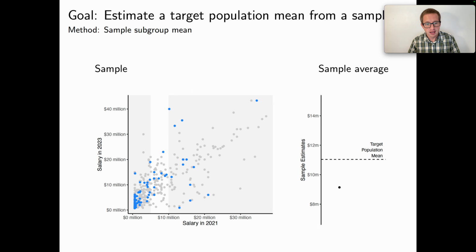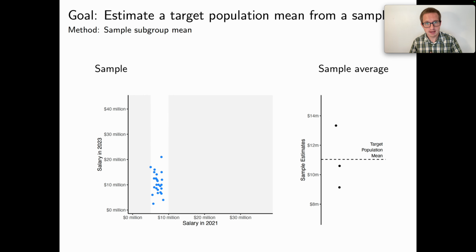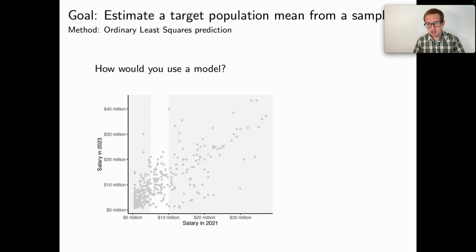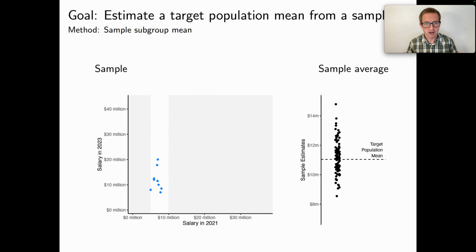Now we could do this again and again. We draw a new sample, focus on those in the target subgroup, and record an estimate. New sample, focus on the target subgroup, record an estimate. And we could keep going this way until we get a whole distribution of that estimator across hypothetical repeated samples. Similar to our example in the last video, this is going to be a high variance estimator that's unbiased for the target population mean.